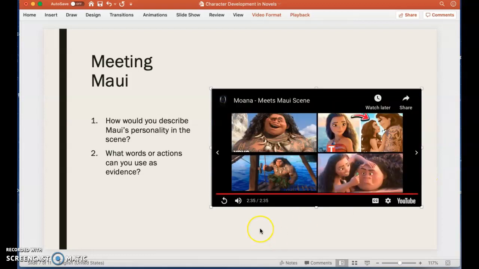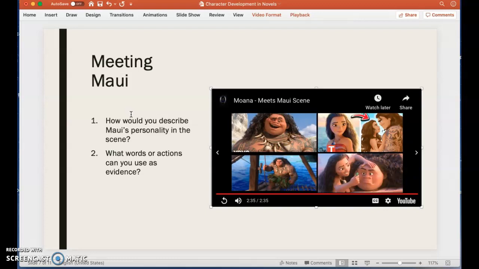On that brief scene, it revealed a lot about the personality of Maui. After that, he goes into a song about how he actually says thank you, and again that reveals a lot more of his character. But right away, I think we can think about this: how would you describe his personality?